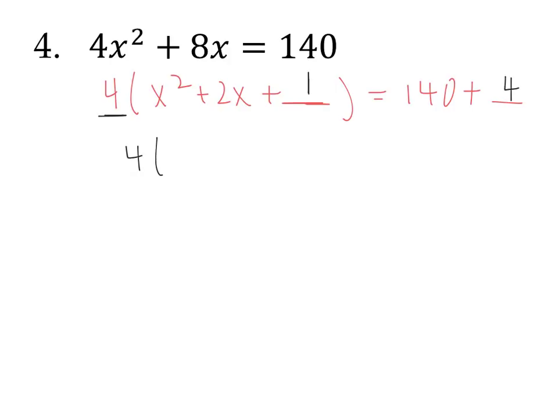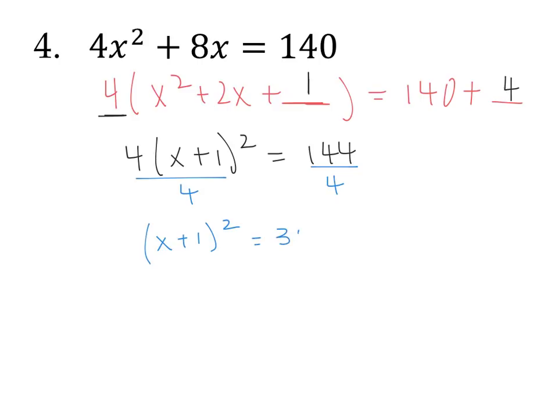Go ahead and factor, so that's x plus 1 squared equals 144. Divide both sides by 4 to get your term that is being squared by itself. So I've got x plus 1 squared equals 36. Looks pretty good so far. Square root both sides. x plus 1 equals plus or minus 6. Then we're subtracting 1 on both sides, so x equals negative 1 plus or minus 6 would be our two solutions, and we need to simplify that. So x would equal negative 7 and positive 5.